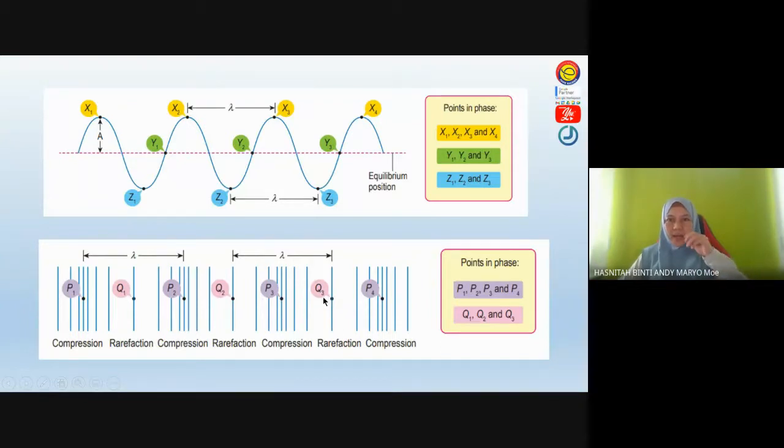I mean, how they observe and draw the graph. Which graph? This one. Okay, from the movement of the particle.